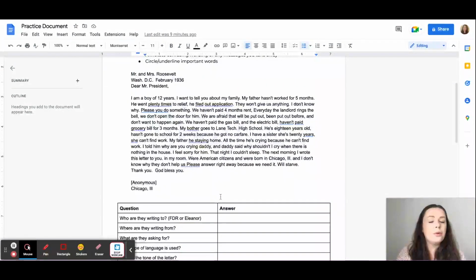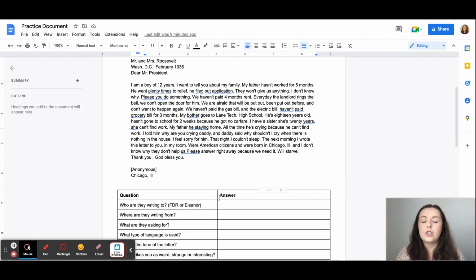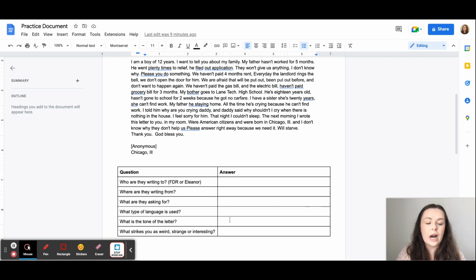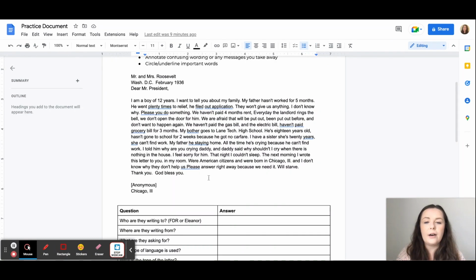So I'll go through this letter with you, and remember you're just watching for this video, and I'll fill out the chart as we go. So here we have a transcripted letter. This would have been a handwritten letter that someone published, typed out after they found this letter, and published in a book.